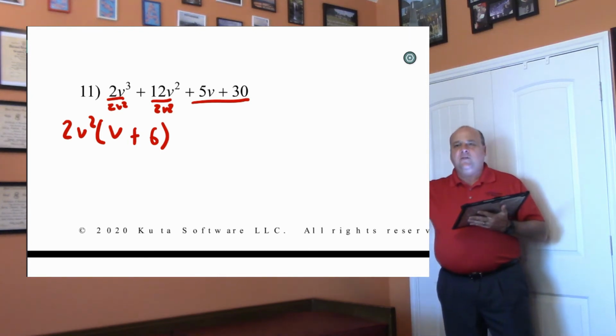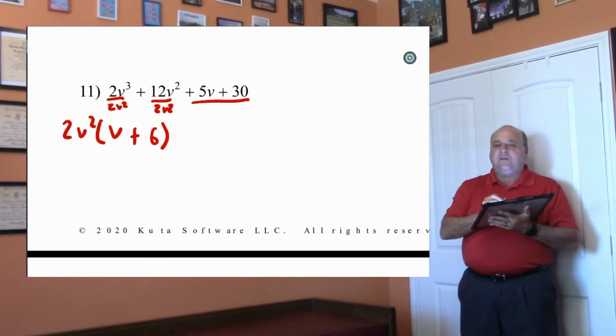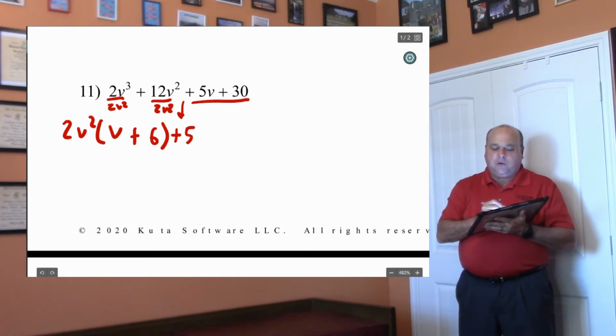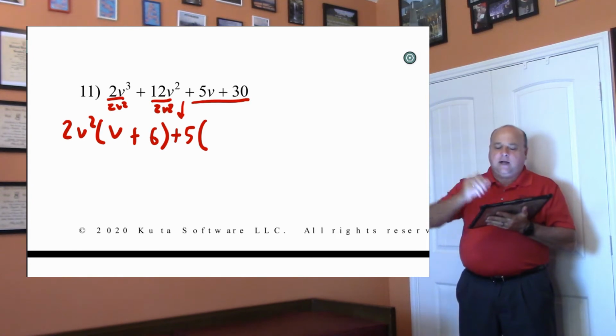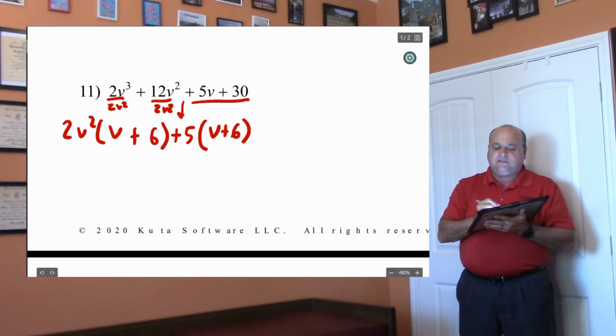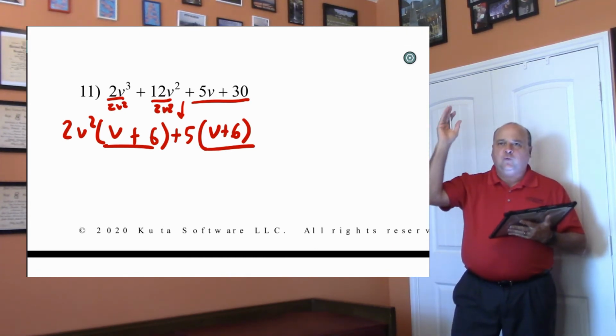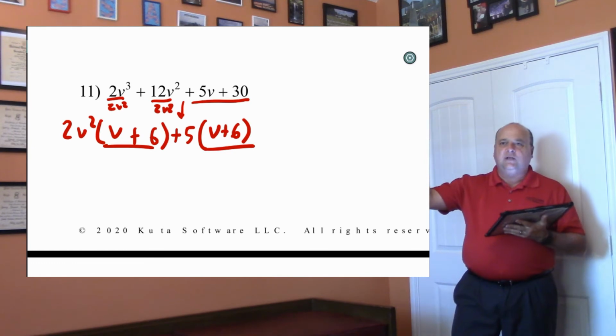Okay. Now then go to the next set. What can I take out of 5v and 30? This 30 doesn't have a v, so I can't pull out a letter, but I could pull out a number. So I'm going to drop this sign and put plus 5, then start a parentheses, and I can take 5 out, right? And I'm going to end up with a v plus 6. This will always repeat on every single problem. Got it?